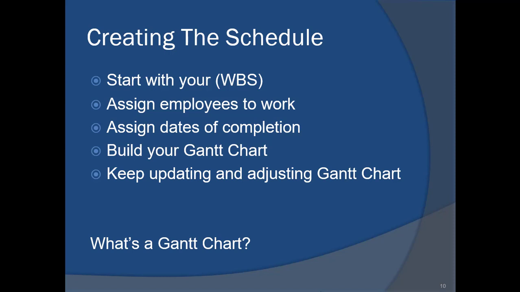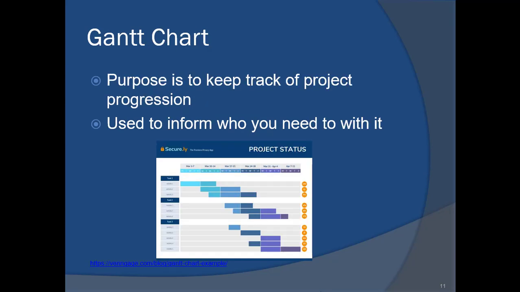Now, from there, you build your actual progression Gantt chart, and you keep updating and adjusting this Gantt chart as the project goes. Now, you're going to ask me, what's a Gantt chart? Well, a Gantt chart looks like this. The purpose is to keep track of the project progression. It's used to inform whoever and you how the project is actually working. It's broken up based on tasks, and it can go as granular as hours and minutes of a day, and it goes to longevity of days and weeks depending on how you need to.